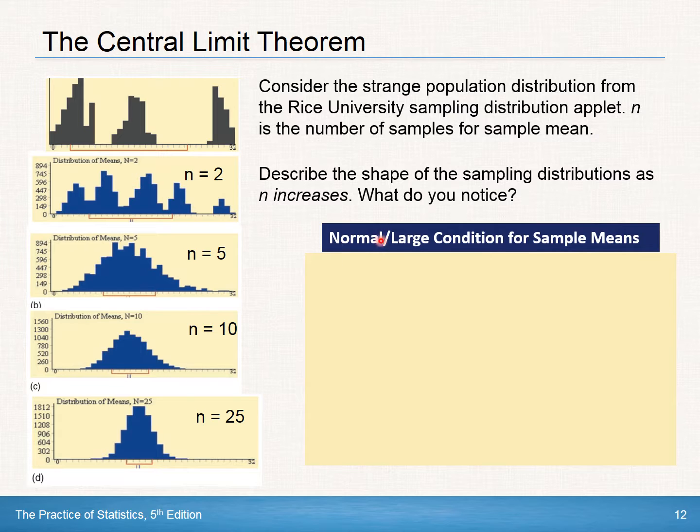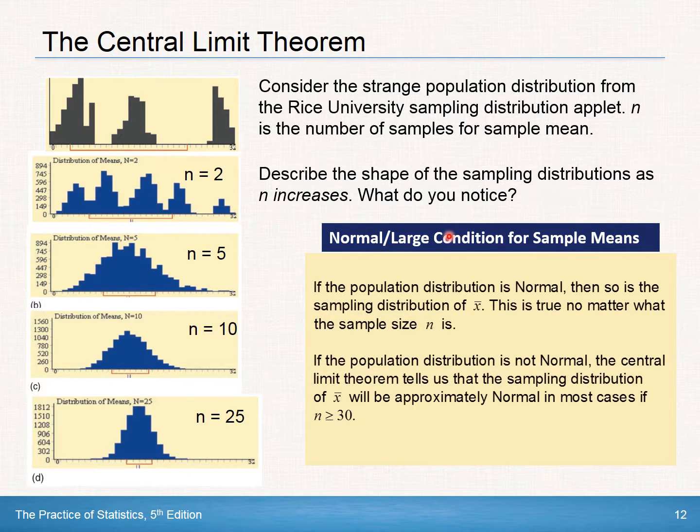So the normal/large condition for sample means tells us that if the population distribution is normal, then so is the sampling distribution of X bar. If the population distribution is not normal, the central limit theorem tells us that the sampling distribution of X bar will be approximately normal in most cases if n is greater than or equal to 30. Even in this crazy case, once I got n equal to 25, it's approximately normal.